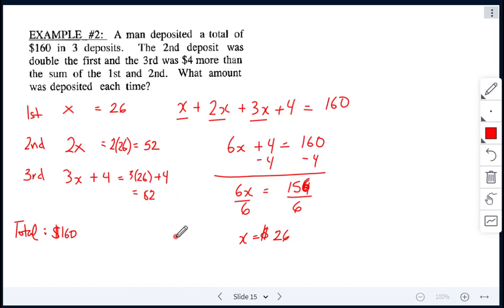All right, so now in our final sentence, we would say he deposited $26, $52, and $82.